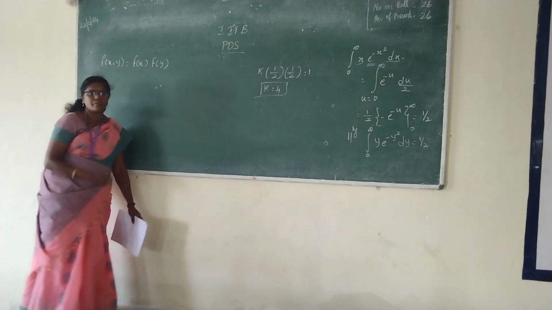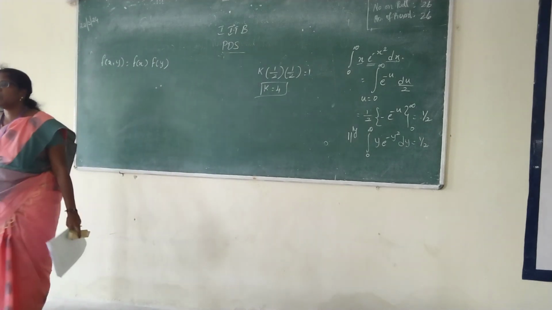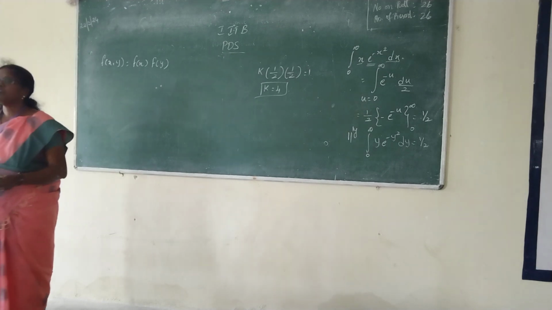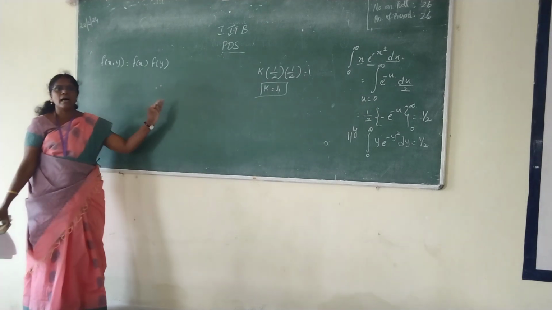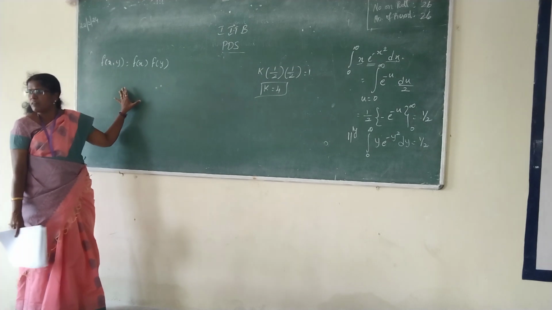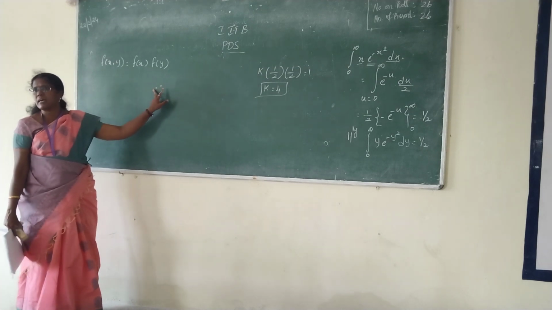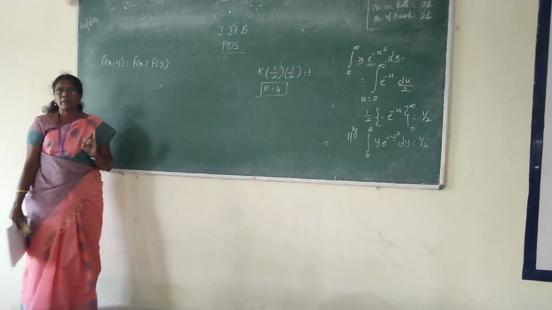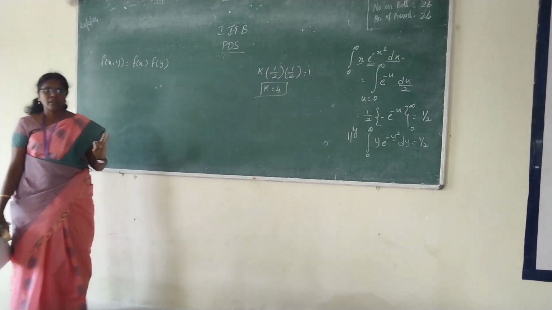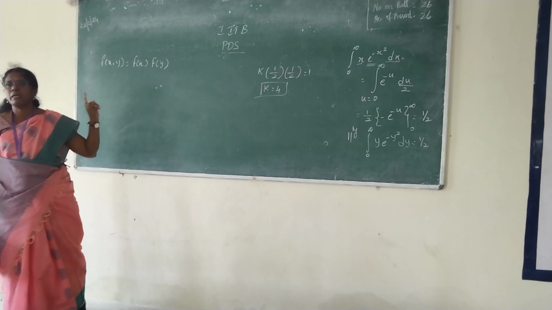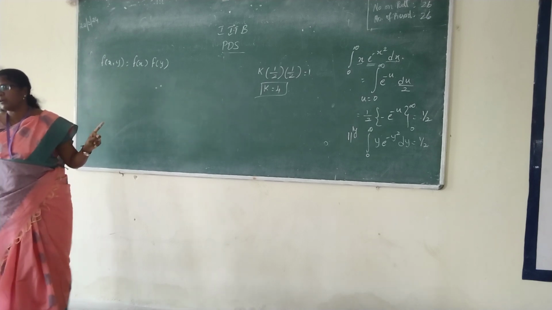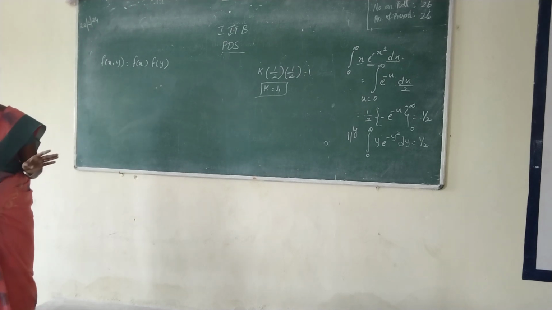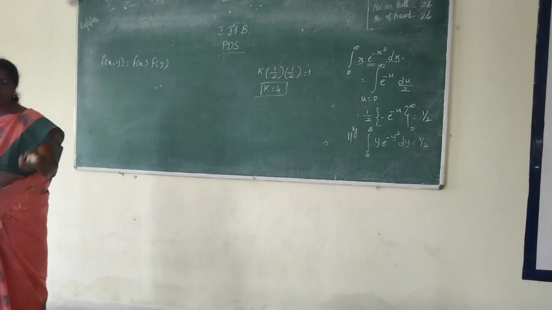That is the condition: f(x,y) should be equal to f(x) into f(y). Now we have to prove that LHS is equal to the RHS. LHS is there in our question. Whether RHS is there? No. So what you have to do now? You have to find what is f(x) and what is f(y). When you plug those in, it should be equal to our f(x,y). If it happens so, then it is independent. Otherwise, it is not independent. So shall we do that now?